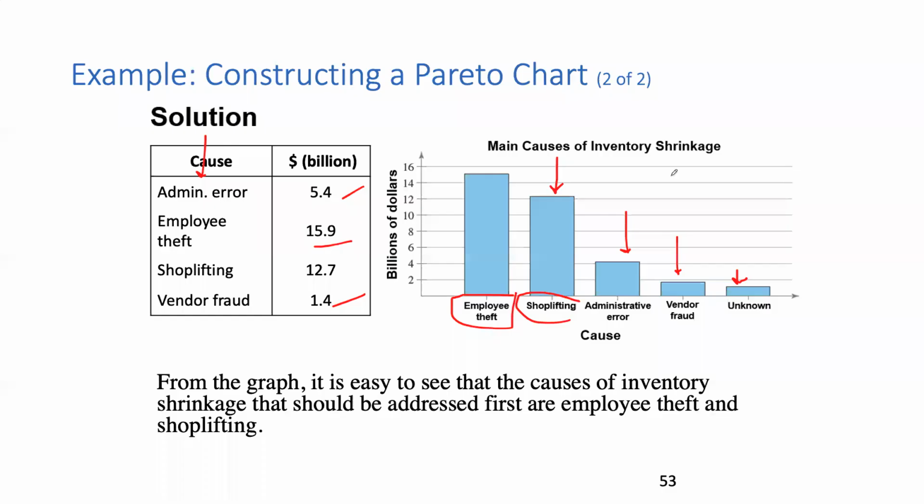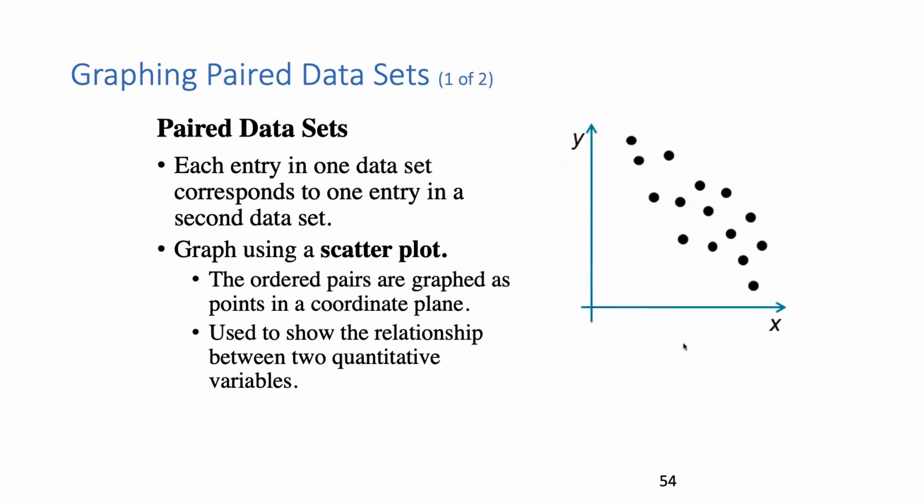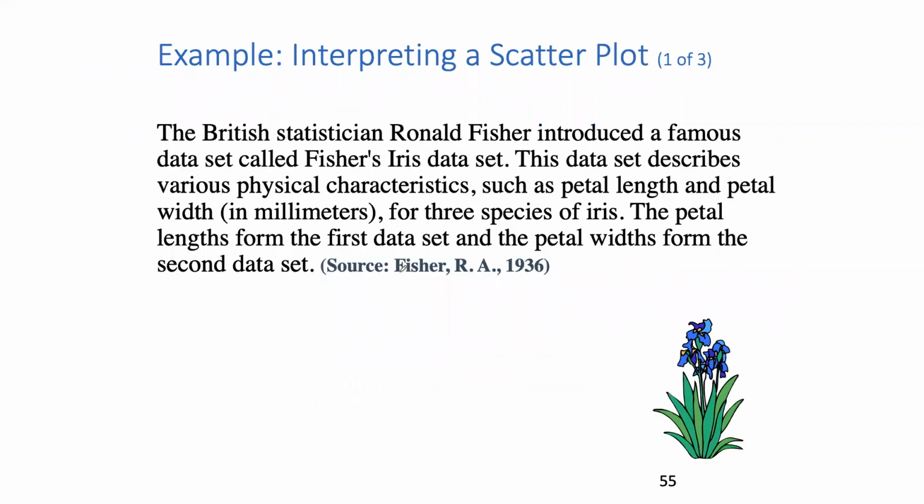All right. So the last pairs of graphs that we might want to look at, some of the more important versions of this, is what we call graphing paired data sets, right? Where each entry in one data set corresponds to one entry in the second data set. So that's what it means to be paired data sets. So we usually use what we call a scatter plot in order to show this. And here's an example. This is the first known instance of where a scatter plot was used in order to figure out some key features of this data set, right?